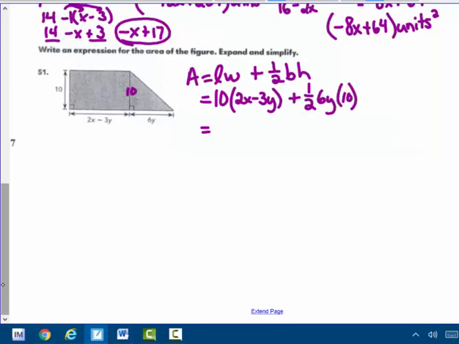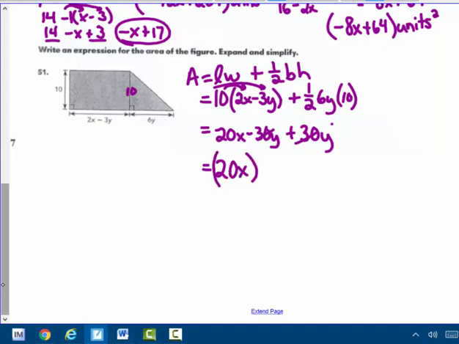Simplifying, I get 20x minus 30y's. And half of 10 is 5. 5 times 6y is 30, plus 30y's. Ooh. Negative 30y's and plus 30y's, well, those are just going to cancel each other, right? So my answer is 20x. Again, no units given, so units. Then you don't have to write out the word units. Units squared. And that's it for today's video.